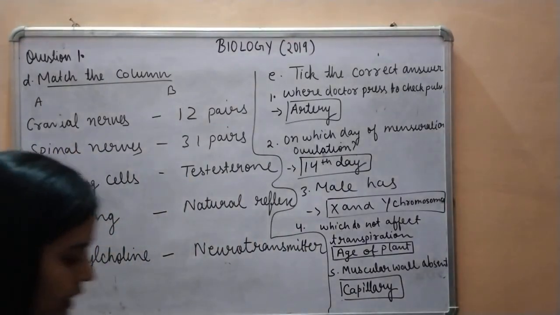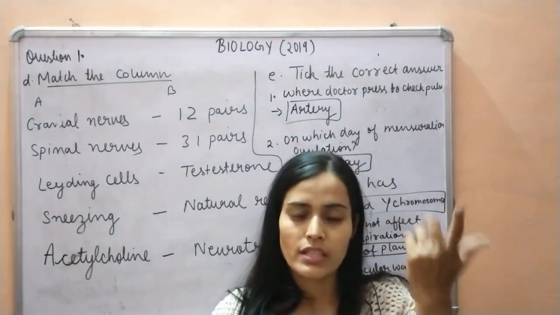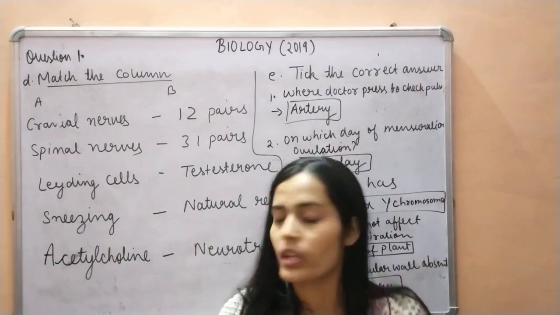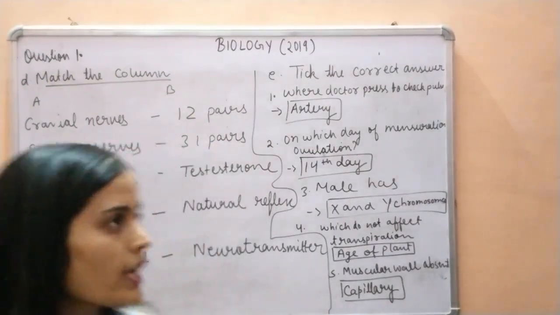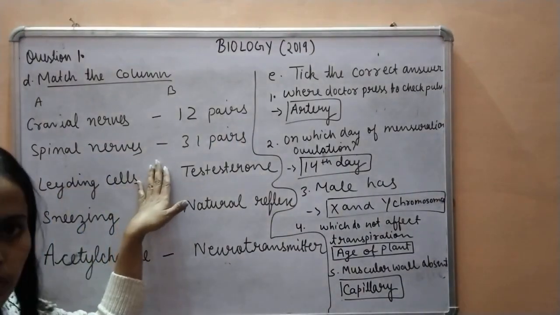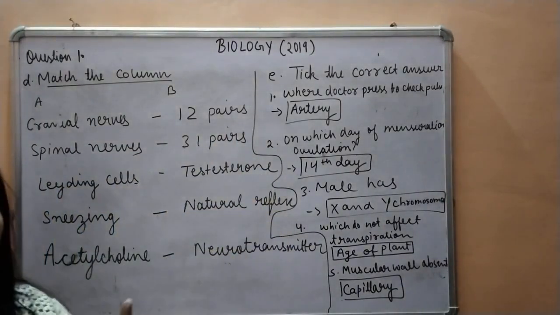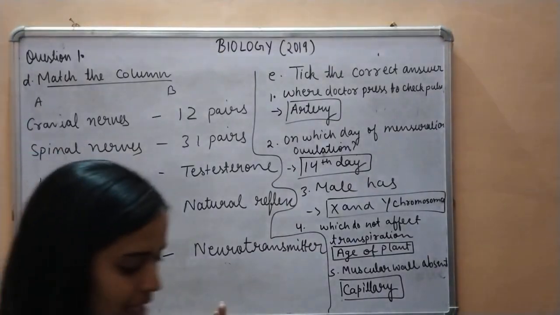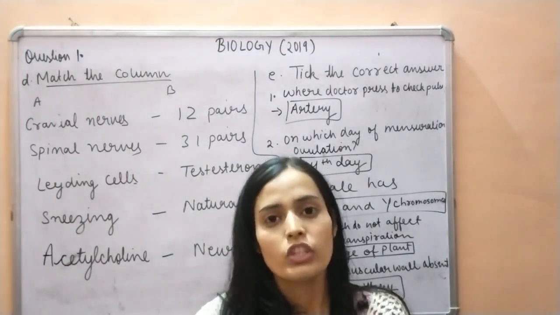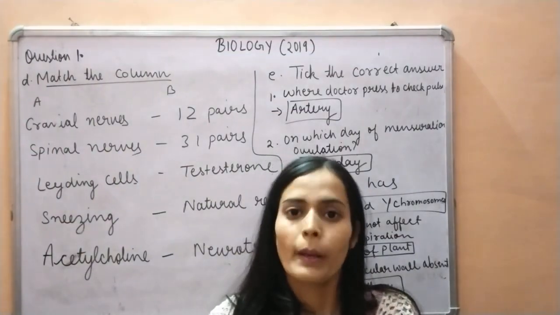First is given cranial nerves. Cranial nerves, the nerves which arise from your cranium, that means brain से जो arise होते हैं. These are 12 pairs in number, as we have already discussed in class. And spinal nerves. Spinal nerves कितने pair? 31 pairs जो आपके spinal cord से arise होती है. Next, Leydig cell. Leydig cells are present in testes, which produce testosterone, which helps in the formation of sperms in the male.